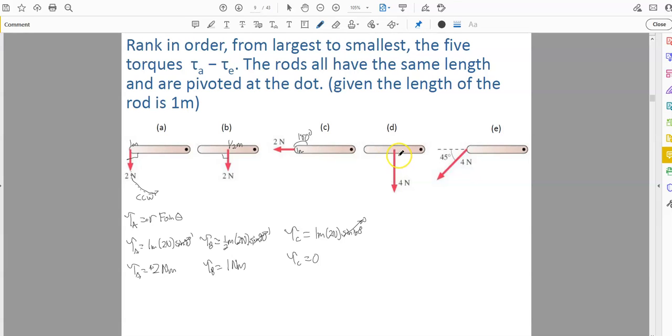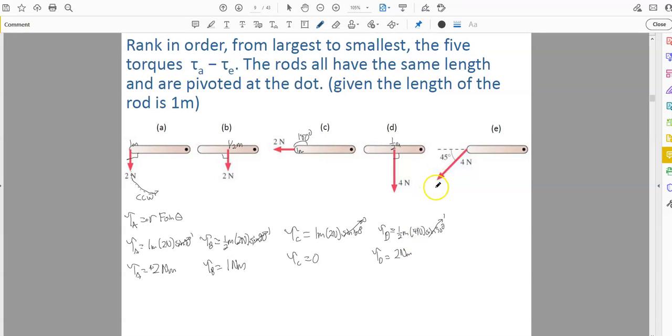All right. Torque D is at 90 degrees, and that is at a half meter out from the pivot point. So torque D is going to be a half meter out. It's 4 newtons, and it's at 90 degrees, which is equal to 1. So torque D is going to be 4 newtons divided by 2, so that's 2 Newton meters.